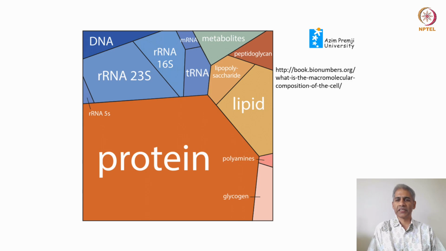Then you can also have certain other kinds of molecules which could be found in specific cells. For instance, these polyamines which are found in bacterial cells. Or you can have smaller molecules like metabolites which are used for various functions like signaling or buffering and things like that.